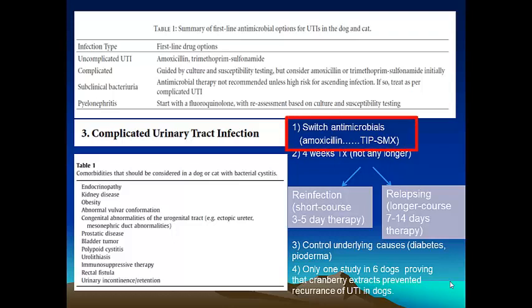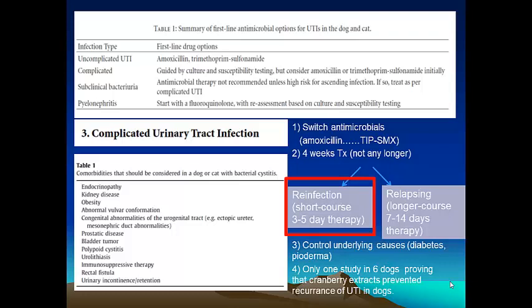The other thing is that if we treated this dog previously with an antimicrobial, we probably want to switch to a different one. For example, if you have given amoxicillin, you probably want to switch to a trimethoprim sulfa drug. And the other thing that has changed is that they no longer recommend treatment for 4 weeks. And just as I mentioned earlier, now it should be reassessed based probably on culture results.